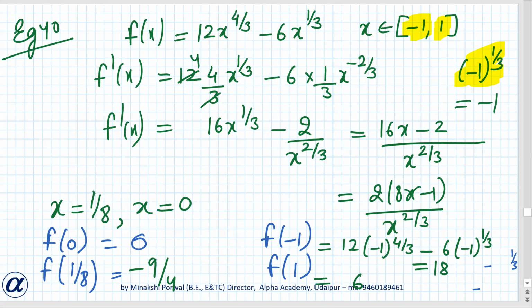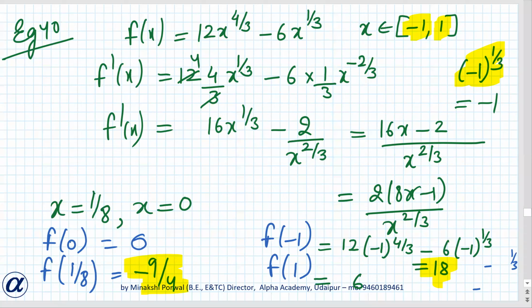So these are the values. The minimum value is this, and the maximum value is this. So the minimum value occurs at x equals 1 by 8 and the absolute minima is minus 9 by 4. And the maximum value occurs at x equals minus 1 and that is equal to 18. These are the answers.